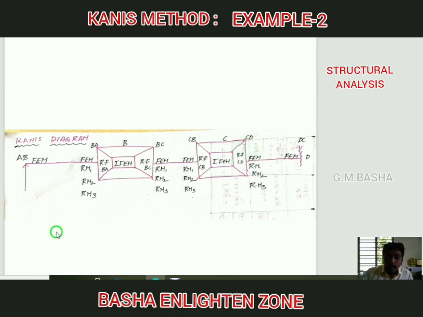Then calculate rotation moments only at the joints and connecting members. So for joints B and C, you have to calculate rotation moments only at the joints. No need to calculate at the ends, that is at AB and DC. So you always take the rotation moments at the ends as equal to 0.